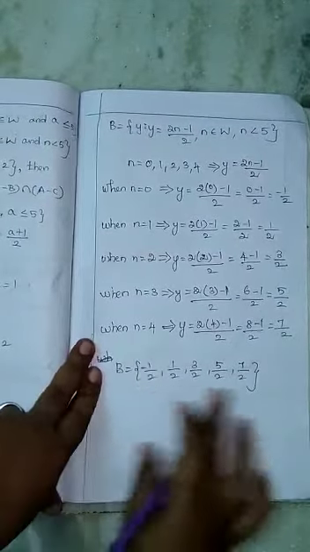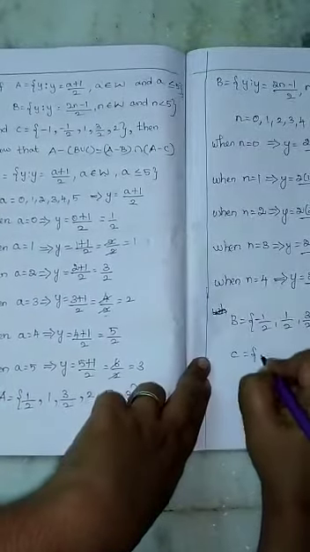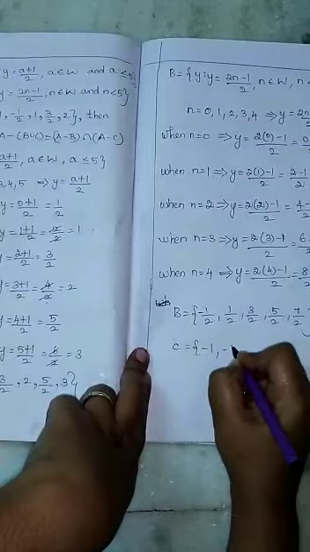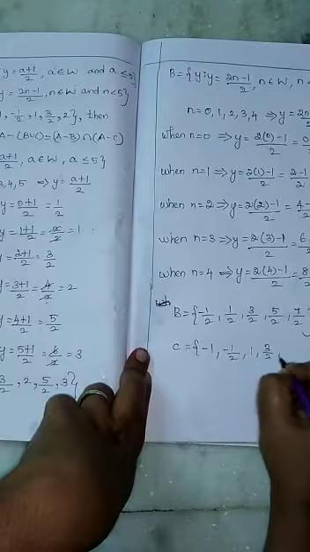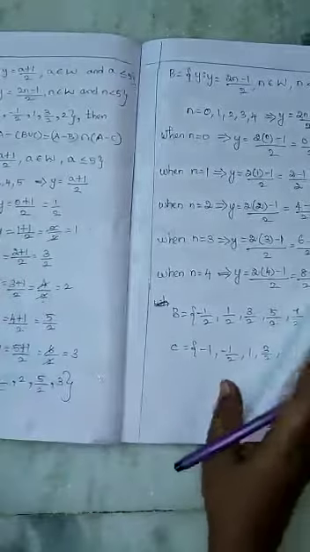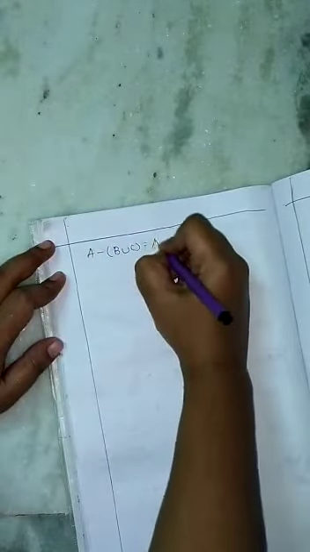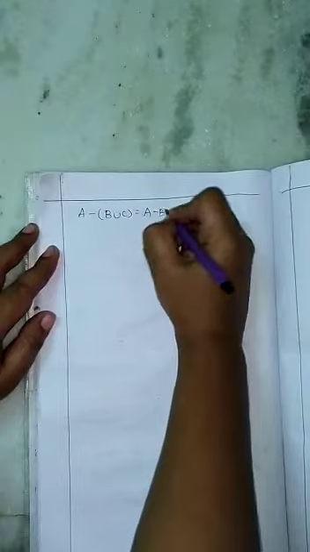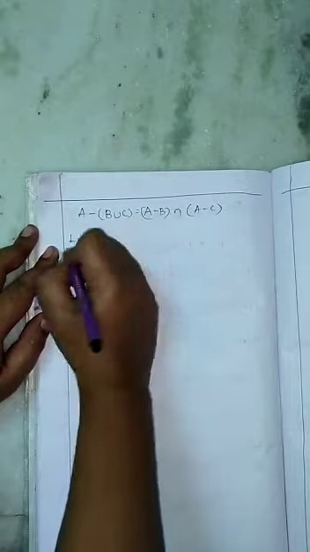Okay. Next, we already found the A element and the B element. C is given directly, you just write it here. C element: minus 1, minus 1 by 2, 1, 3 by 2, 2. This is the C element. Now I am going to prove that condition. What condition is given? A difference (B union C) equals (A difference B) intersection (A difference C). First I am going to prove the LHS, the left hand side.